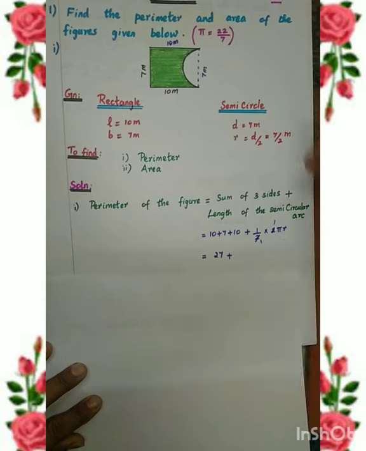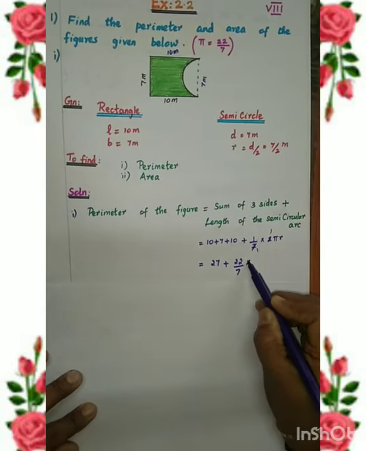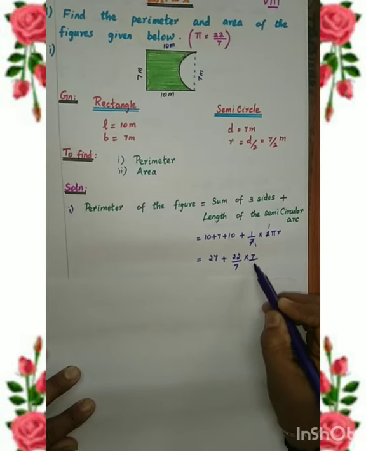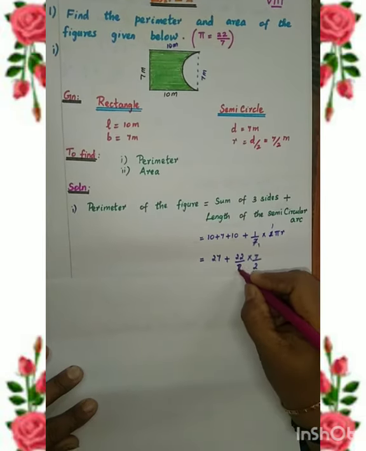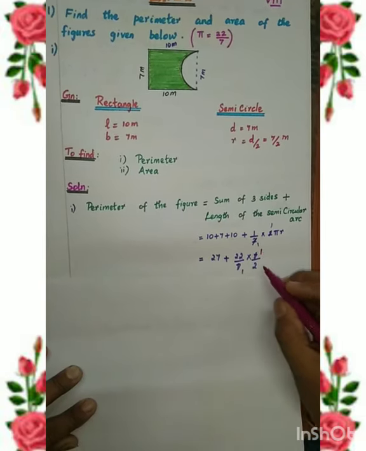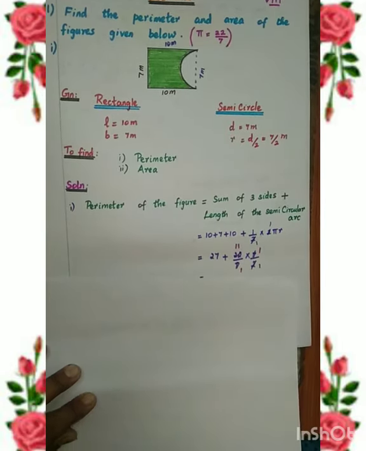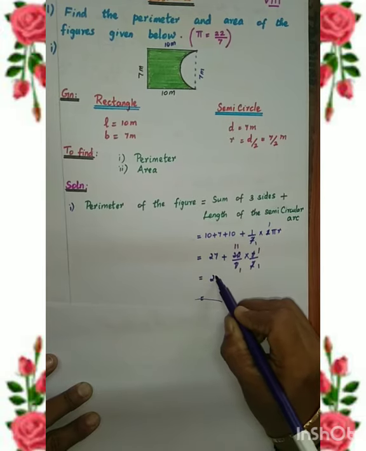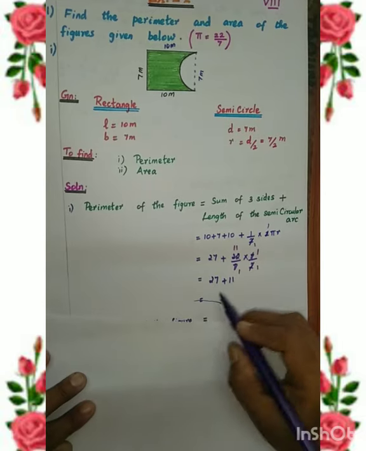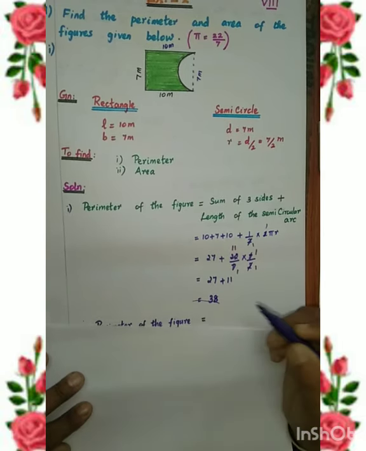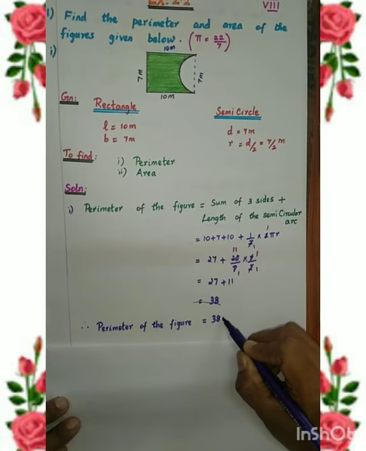Plus, the value of pi is mentioned as 22/7. So 22/7 into radius 7/2. So we can cancel: 7 ones are 7, and 2 elevens are 22. That means 27 plus 11. So 27 plus 11 is 38. Therefore, the perimeter of the given figure is 38 meter.